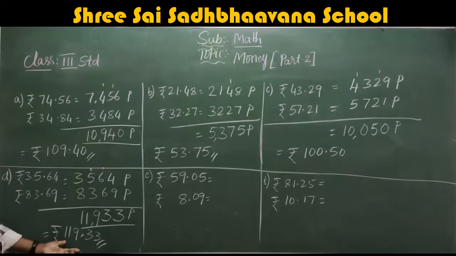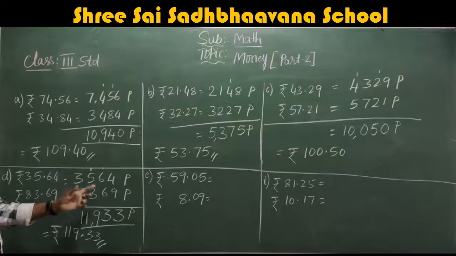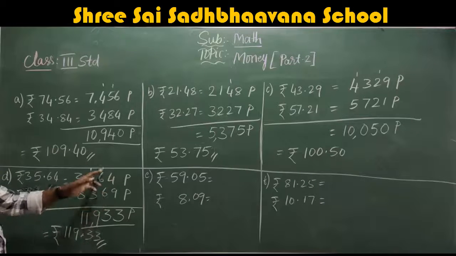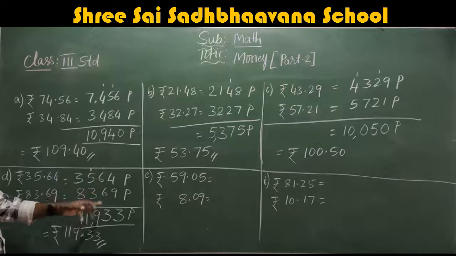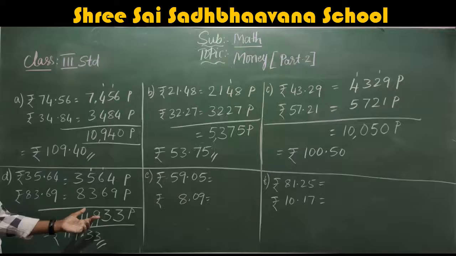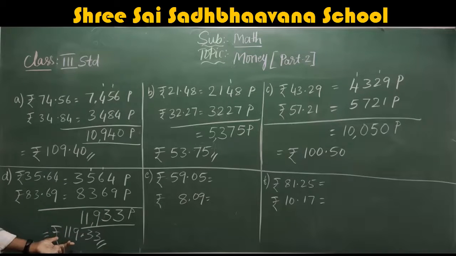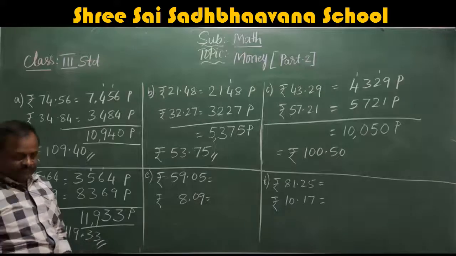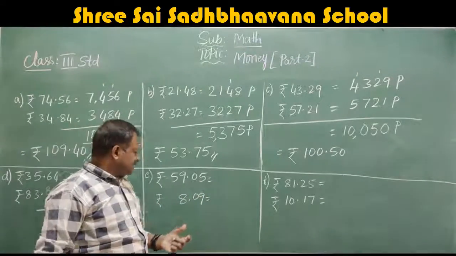Rupees 119.33. Once again I will add 9 plus 4, 13, carry 1, 6 plus 6, 12 plus 1, 13, carry 1, 5 plus 3, 8 plus 1, 9, 8 plus 3, 11. 11,933 paise. When you convert this into rupees, you will get rupees 119.33. Next, come to here.